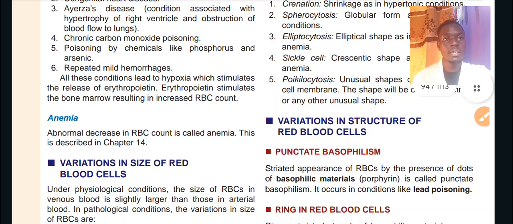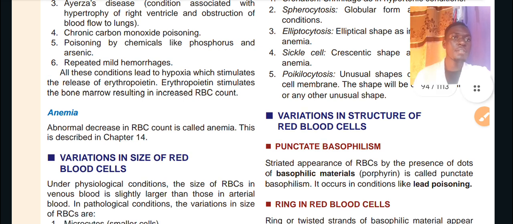Now we have anemia. Anemia is when the red blood cell count decreases. And please, for more information about anemia, download my video about anemia, entitled Anemia by Dr. Jordan. Then variations in the size of red blood cells.